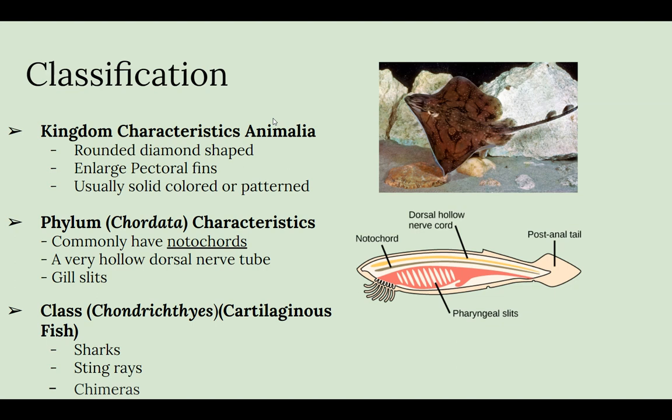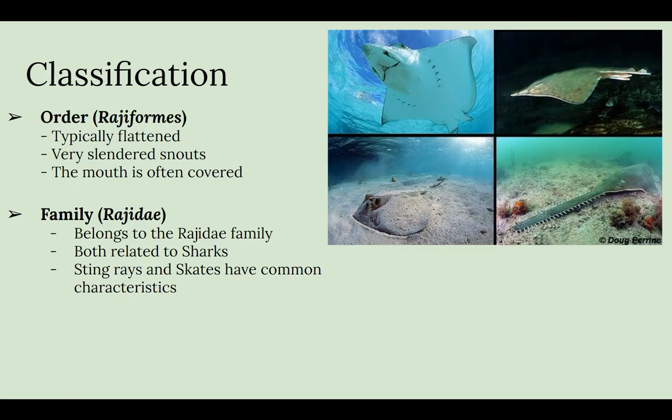And of course, the class they fall into is the cartilaginous fish. They're related to sharks, stingrays, and chimaeras. Next slide. The order is Rajiformes. They're typically flattened, have very slender snouts, and the mouth is typically covered by a layer of skin. The family they fall into is Rajidae. Skates belong to the Rajidae family, and skates are also related to sharks, but are from different families.